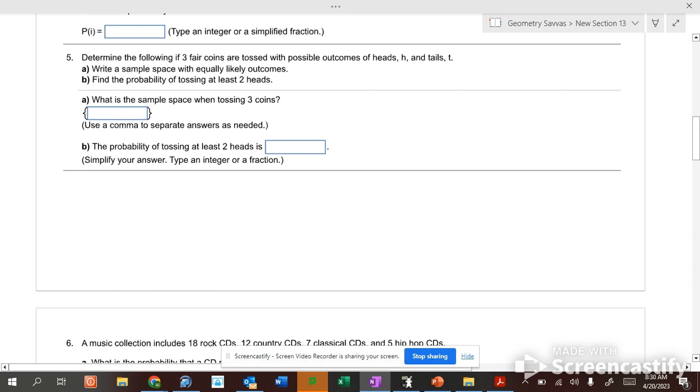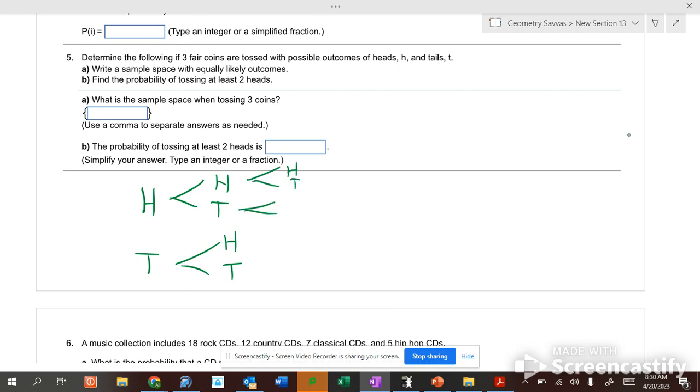The sample space for tossing 3 coins. Okay, you toss 3 coins. You get either a head or a tail when you toss the first one. Then the second one you toss is either a head or a tail. And the third one you toss is either a head or a tail, or a head or a tail, or a head or a tail, or a head or a tail. What I just drew is a tree diagram. So if you're ever asked for a tree diagram, that's what you draw.